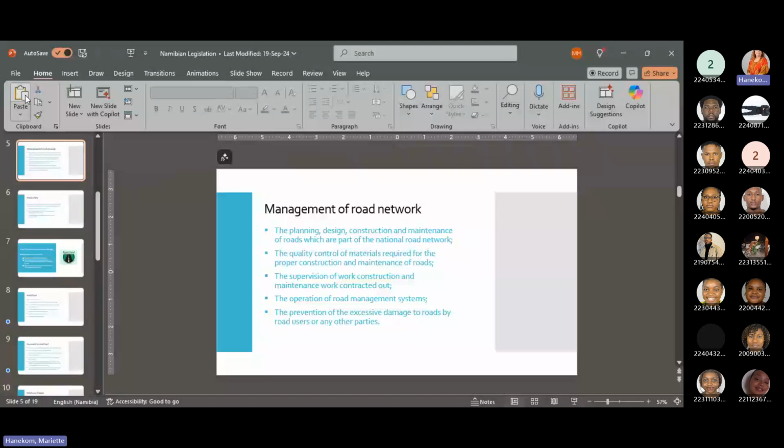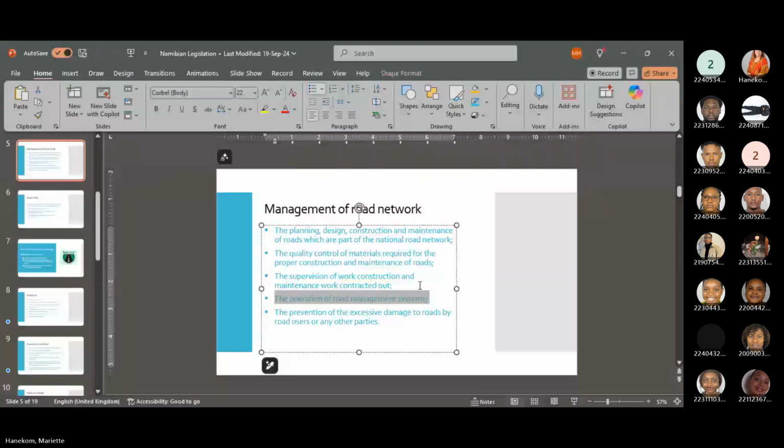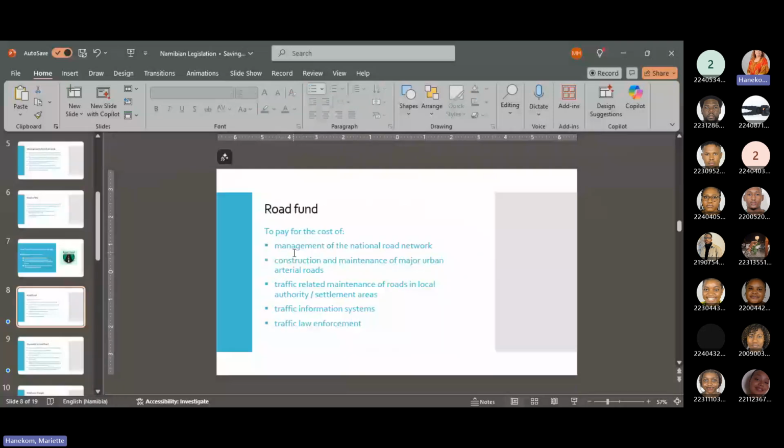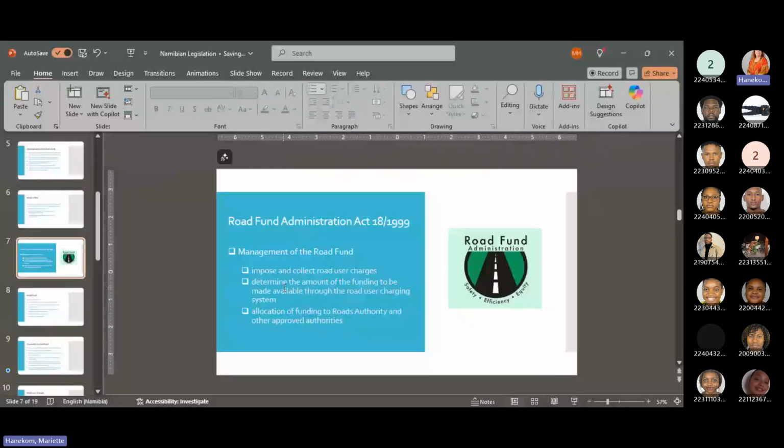You get NATIS. So when you go and renew your license, you renew it at NATIS. But when you pay, the payment is made out to the Road Fund Administration. You don't pay the Roads Authority. They will receive your money, but it's paid over into the account of the Road Fund. The Road Fund Administration manages the Road Fund.